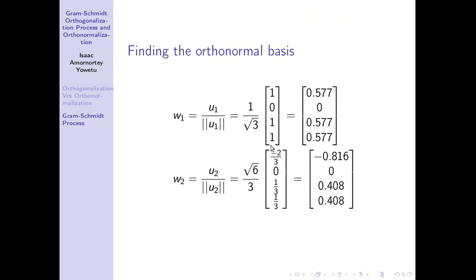Then we quickly find the length of this vector here, which is what? Square root of 3. 1 over square root of 3 times the vector here gives us this vector that we have here. And then we also find the length of this vector here, which when you divide it by 1, we'll be getting this root 6 on 3, and the root 6 on 3 times the vector here will eventually give us what? This orthonormal vector.